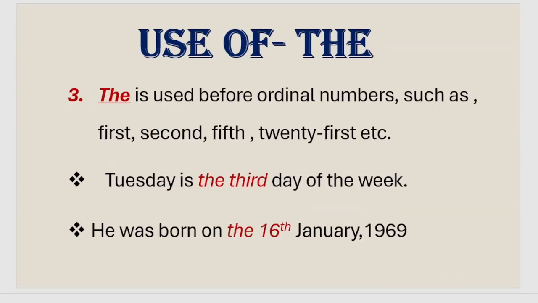Third rule, the definite article "the" is used before ordinal numbers such as first, second, third, fourth, fifth, 21st, etc. For example, Tuesday is the third day of the week. The third day of the week. Third is an ordinal number. That's why we have used the definite article here. The third day of the week.